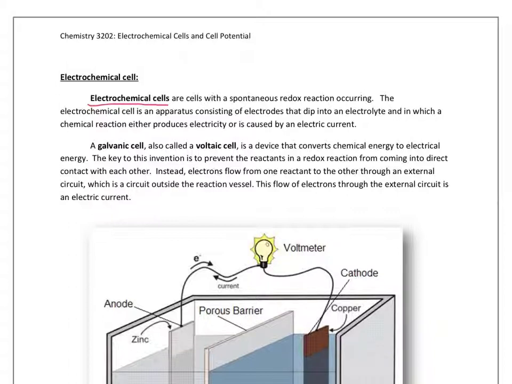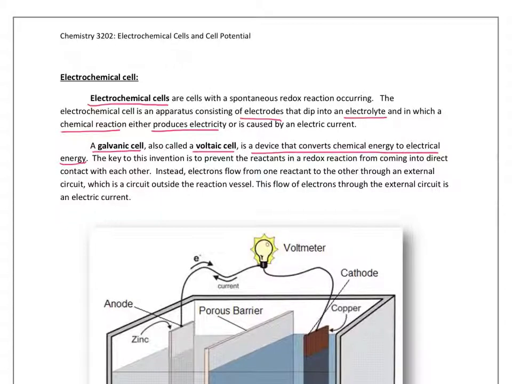The electrochemical cell is an apparatus consisting of electrodes that dip into an electrolyte or an electrolytic solution, and in which a chemical reaction produces electricity or is caused by an electric current. Note that electrochemical cells can also be called galvanic cells or voltaic cells. These three terms will be used interchangeably, and they all refer to the same thing. They are a device that converts chemical energy to electrical energy.